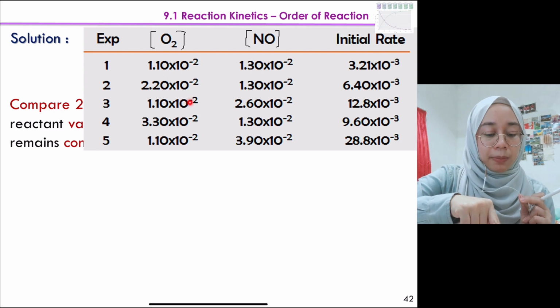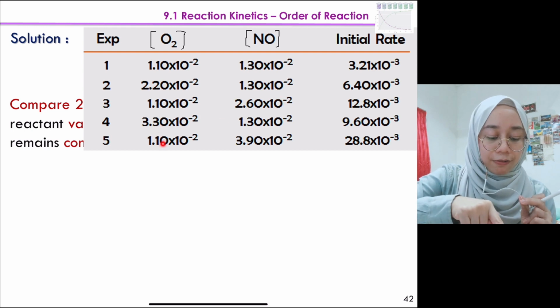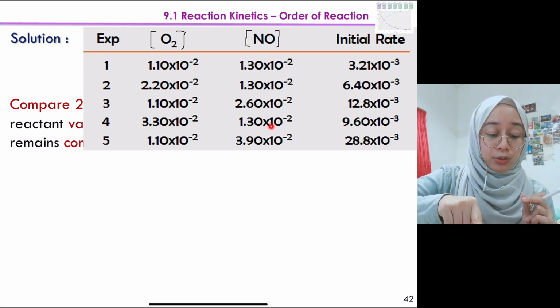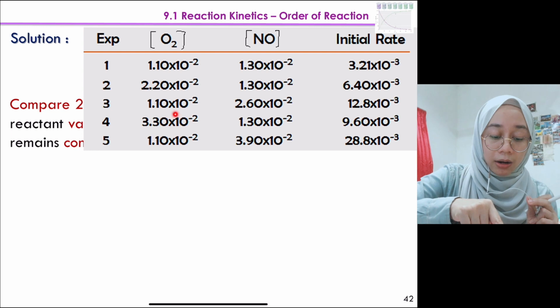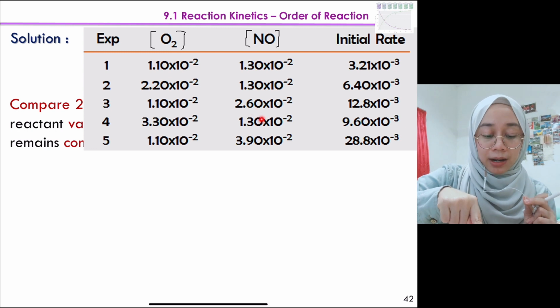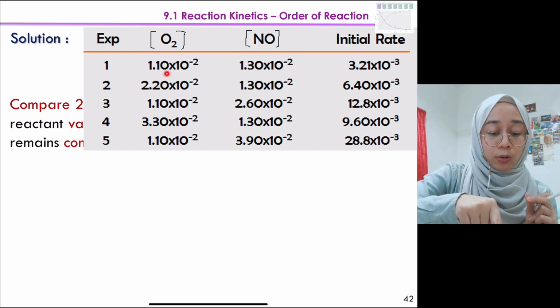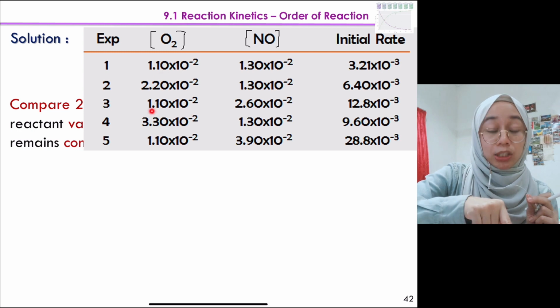Okay, so what about 4 dengan 3 pula? 4 dengan 3 yang ni berbeza, so tak boleh juga. What about 4 and 5? Yang ni pun berbeza, tak boleh juga. Okay, what about kalau 4 and 1? 4 and 1 boleh, sebab kita punya concentration of NO sini 1.3, dekat sini pun 1.3. Meanwhile untuk O2 pula sini 1.1, sini 3.3, berbeza.